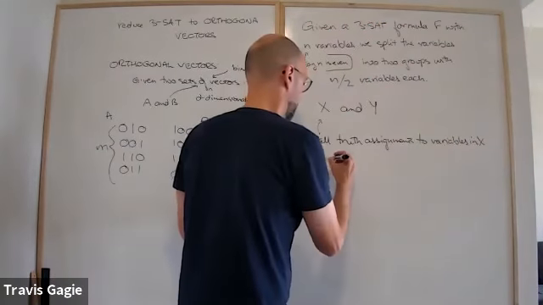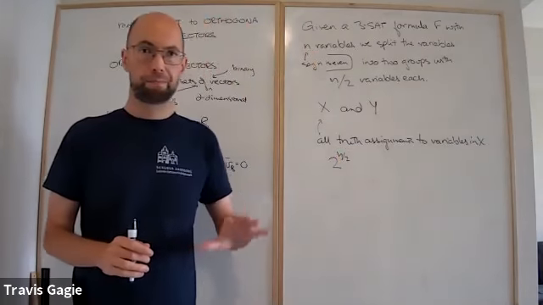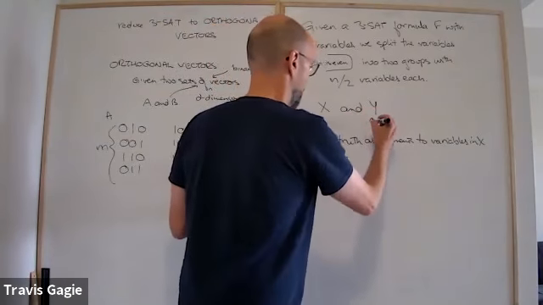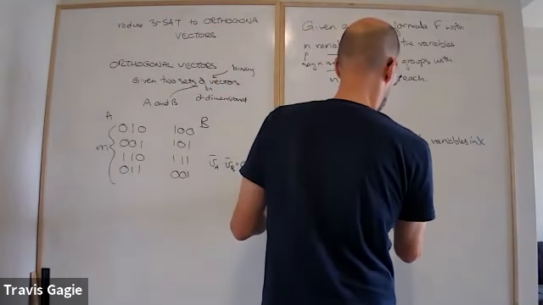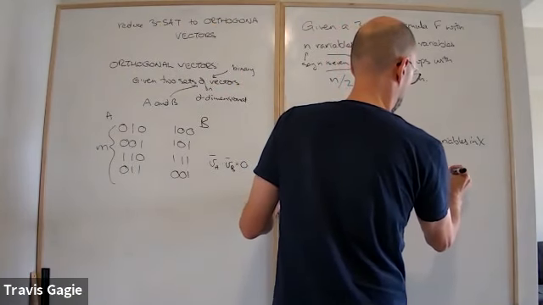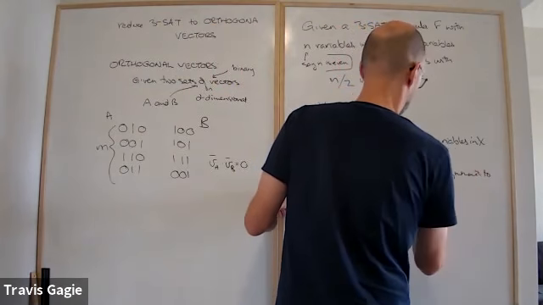So how many are there? 2 to the n over 2. Okay. And the same thing for y. All the truth assignments to variables in y.